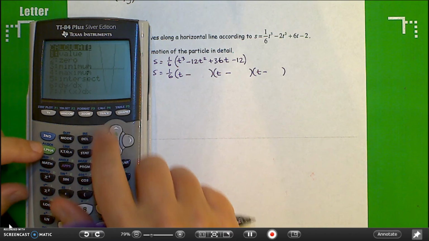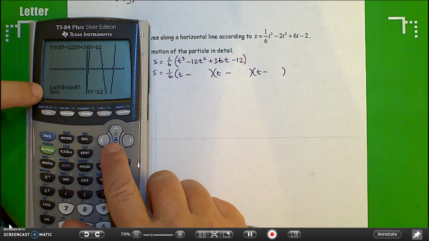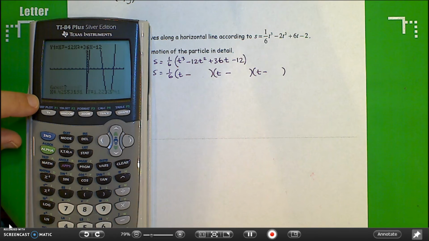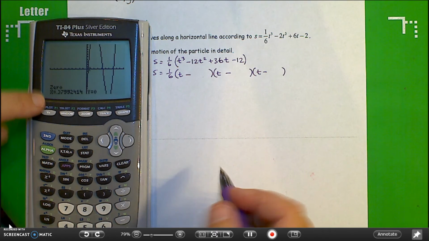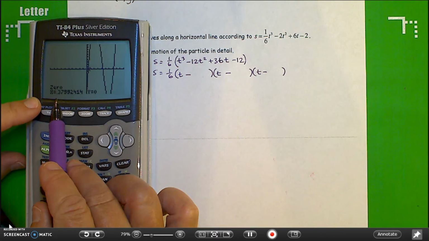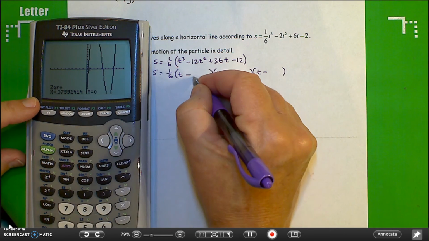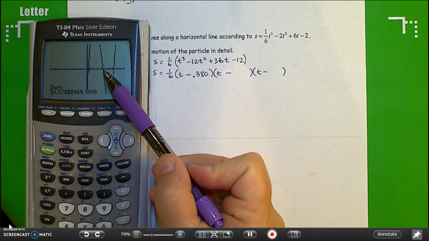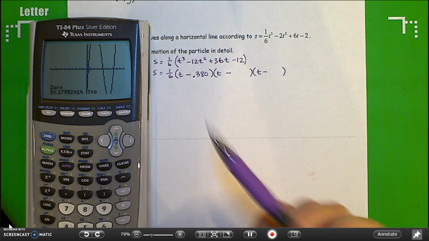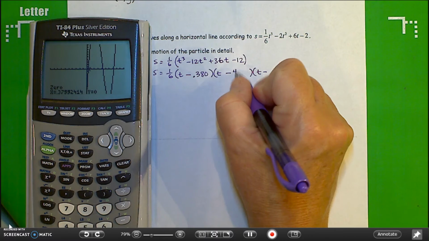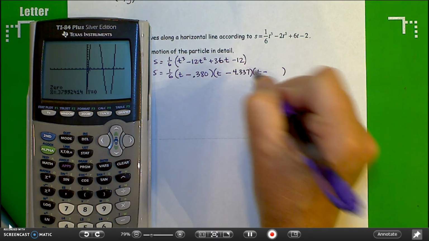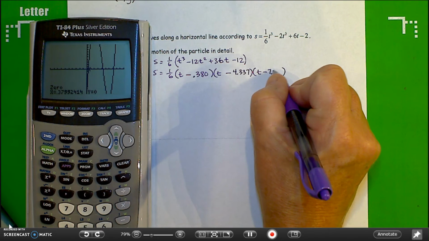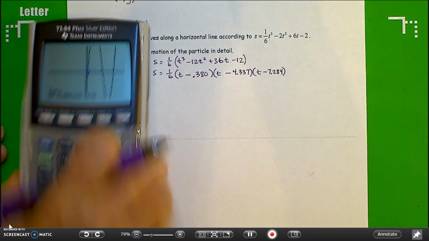Okay, so second calc, zero. I'm going to find my left boundary. I'm going to move to the right to find my right boundary. Hit enter for my guess, and I can see that the first zero is at 0.380 if I use 3 decimal places. Okay, and I would do a similar thing for the second zero and the third zero. I'm going to go ahead and just fill in those values. The second zero is at 4.337. The third zero is at 7.284. So those are my 3 zeros.